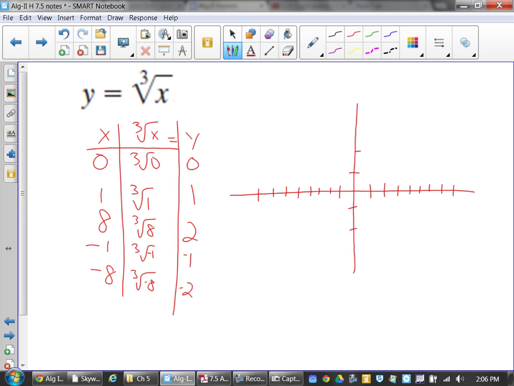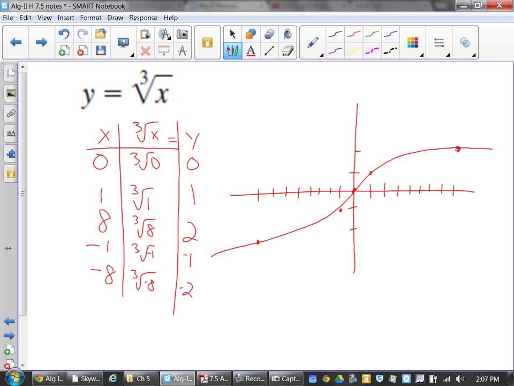So at -8, -2, -1, 1, 0, 0, 1, 1, 8, and 2. So our cube root functions all kind of look like that. Kind of like a reflection.